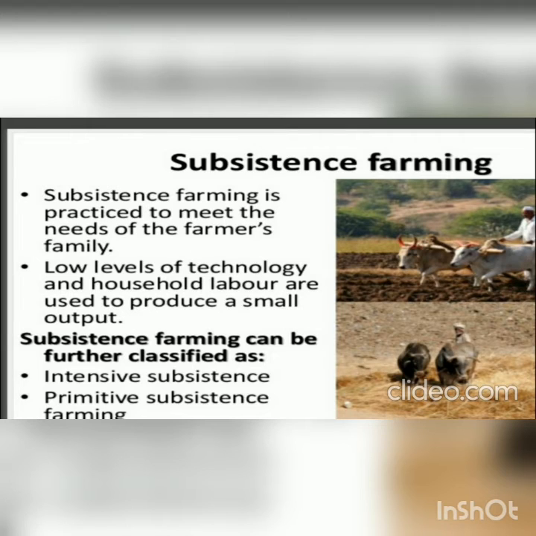Subsistence farming. Subsistence farming is a practice to meet the needs of the farmer's family. A low level of technology and household labor are used to produce a small output. Subsistence farming can be further classified as intensive subsistence and primitive subsistence farming.